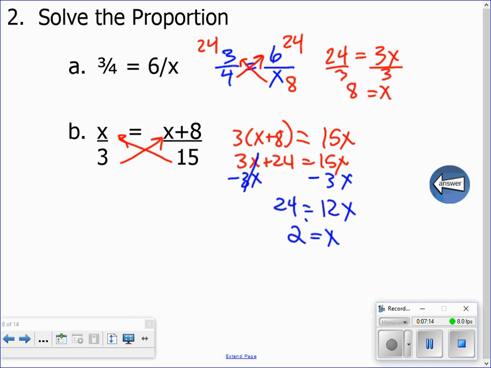Again, we could check that. Okay. 2 times 15 is 30. 2 plus 8 is 10, and 10 times 3 is 30. So our means and our extremes are equal, so we know that x in this case is equal to 2.